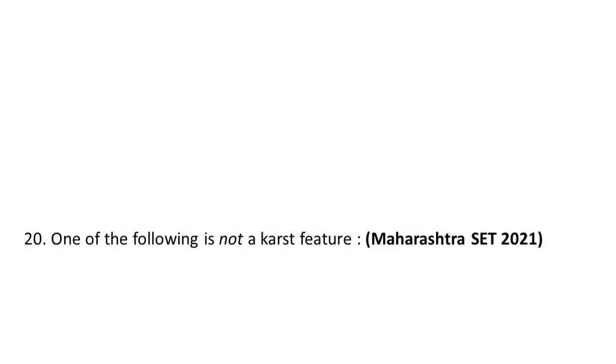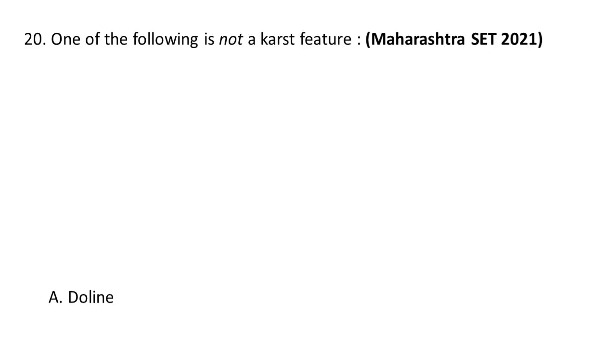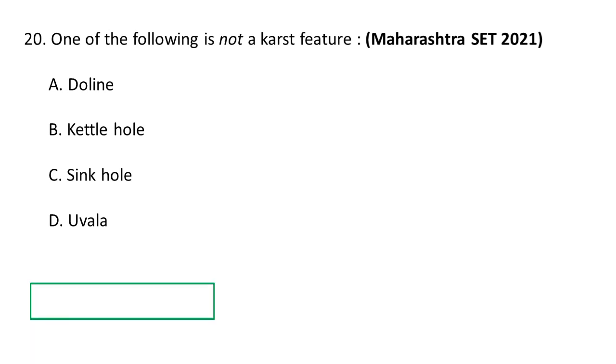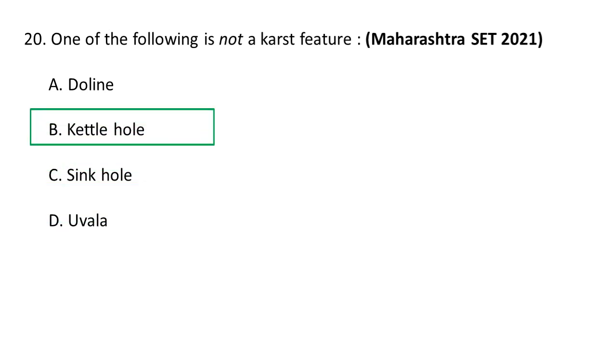Next question. One of the following is not a karst feature. A. doline, B. kettle hole, C. sinkhole, D. uvala. So the correct option is B, kettle hole. Kettle holes are formed by glaciers, not by karst processes. When a glacier retreats, blocks of ice can break off and become stranded on an outwash plain. As the glacier continues to melt, the ice blocks are surrounded by melt water and they create the kettle holes. So B, kettle hole is the correct option.